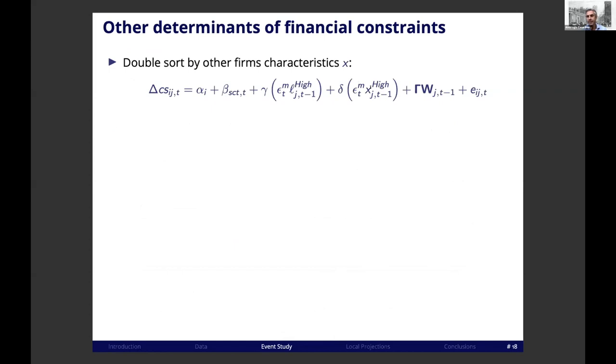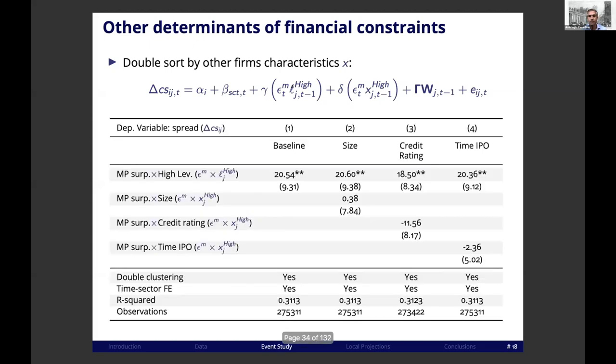Let's say that X is size. So the thought experiment would be, for two firms of equal size, is leverage still a relevant cause for cross-sectional differences in the response of credit spreads? So what I report here is our baseline regression without the double interaction. And here we have the results for the regression with double interaction for size, credit ratings, and age, as measured by the time since the IPO.